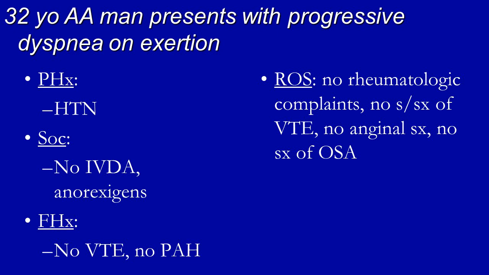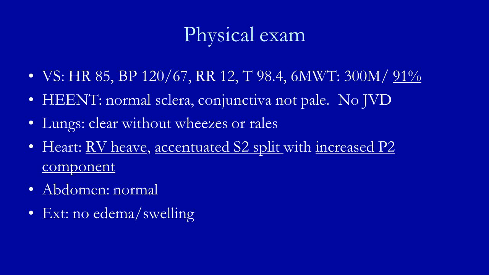As we reviewed his systems, he didn't have any rheumatological complaints, no swollen joints, no plaque alopecia, no rashes, and he didn't have any signs or symptoms of venous thromboembolism. He didn't have anginal symptoms. He was just short of breath, and he didn't have any daytime sleepiness consistent with a diagnosis of obstructive sleep apnea. His exam, his vitals were mostly unremarkable.